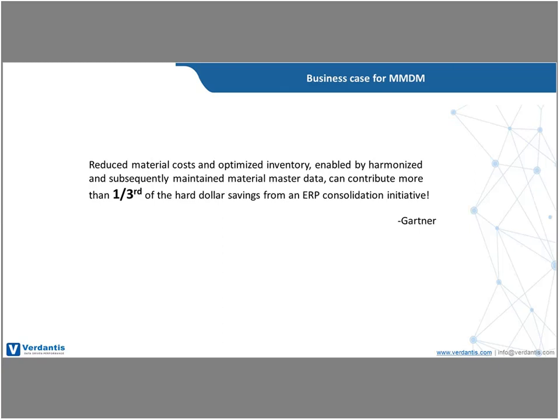Interesting number: one third of hard dollar savings from an ERP consolidation comes through optimizing your materials, harmonizing them, and maintaining them on an ongoing basis. From Gartner, they say that's one third of the ERP consolidation value. So that's something to think about if you're looking at an ERP upgrade, or if you have an ERP system that the data has not been cleansed in.